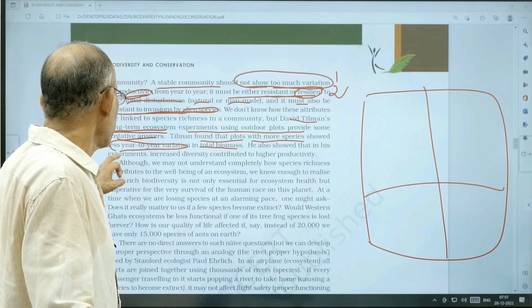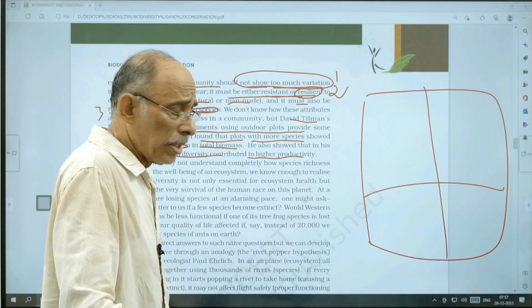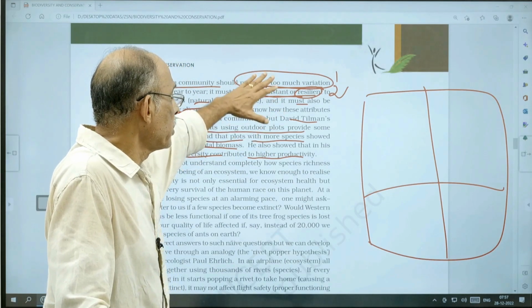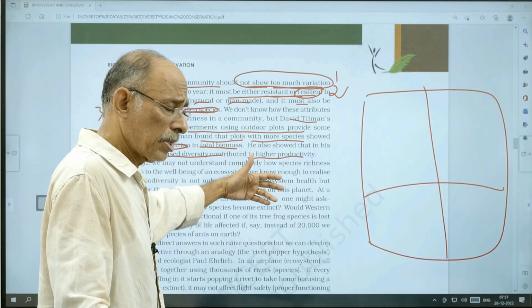He also showed that increased diversity contributed to higher productivity. So the conditions of a stable community are proved by David Tilman's long-term outdoor ecosystem experiments.